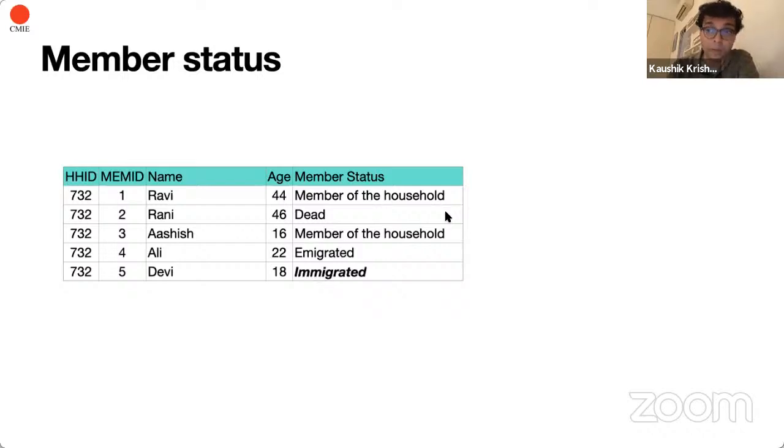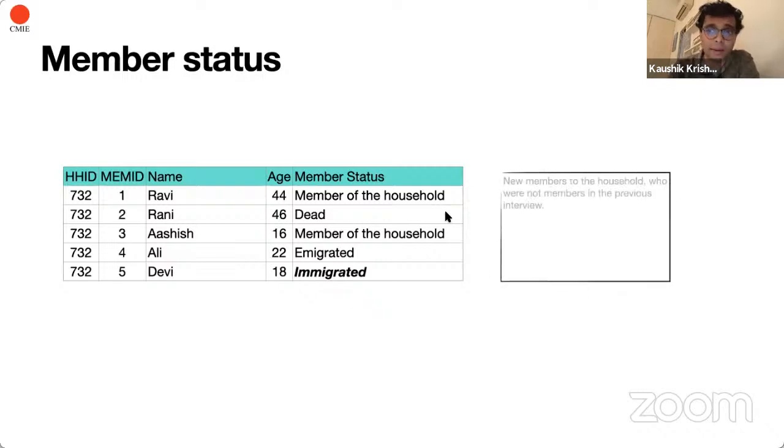I'm going to start with member of the household last, because it makes sense only once you understand all the other categories. So first is a category called immigrated. Immigrated with an I are immigrants, people who have migrated into the household. These are new members to the household who weren't members in the previous interview when we interviewed the household 4 months ago. This categorization of an immigrant was introduced in September of 2020.